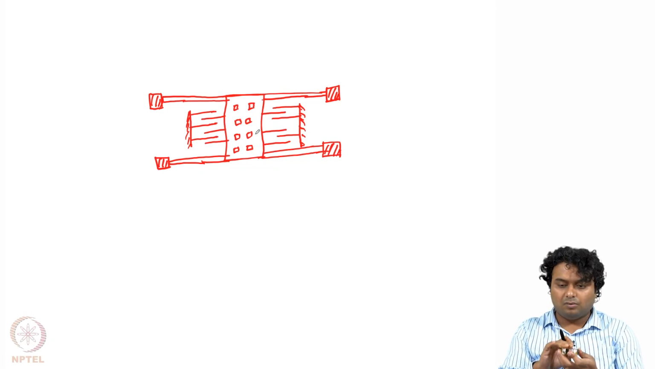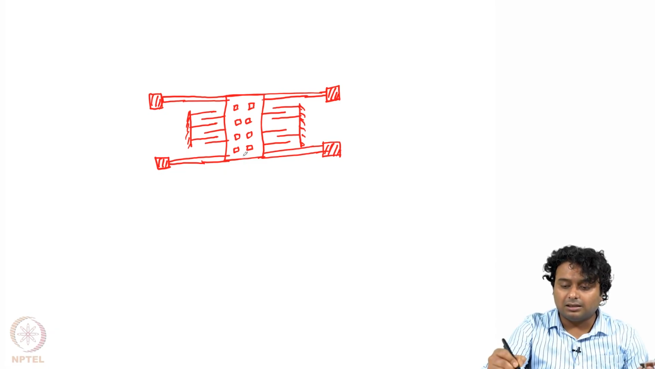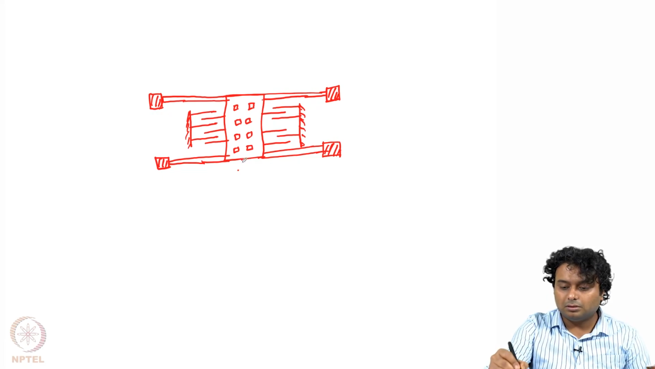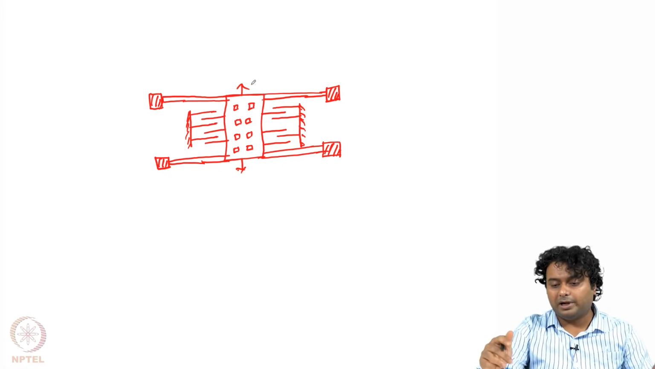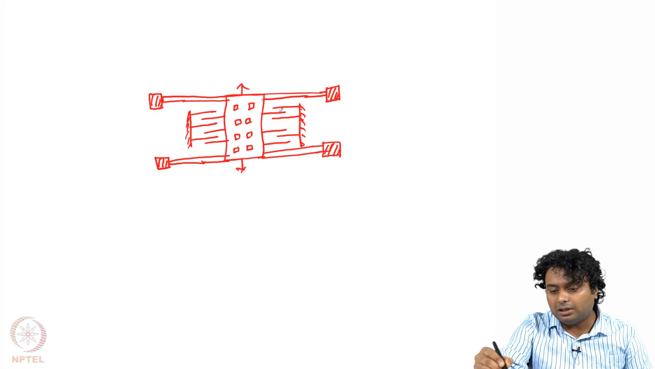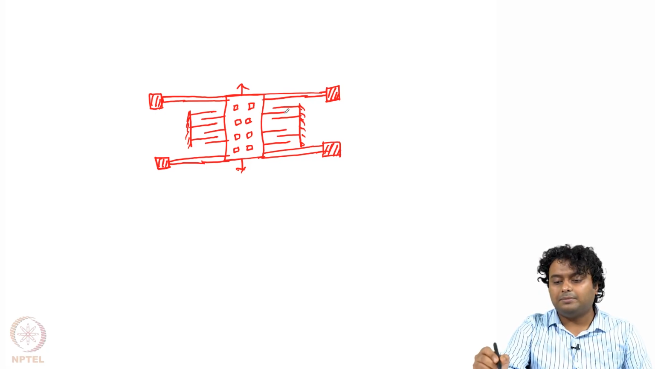Now, if it experiences any kind of change in the acceleration, then this structure will move in this direction or in this direction, right. So this is in-plane movement, and accordingly the gap between the fixed electrode and the moving electrode will change, and accordingly the capacitance will change.